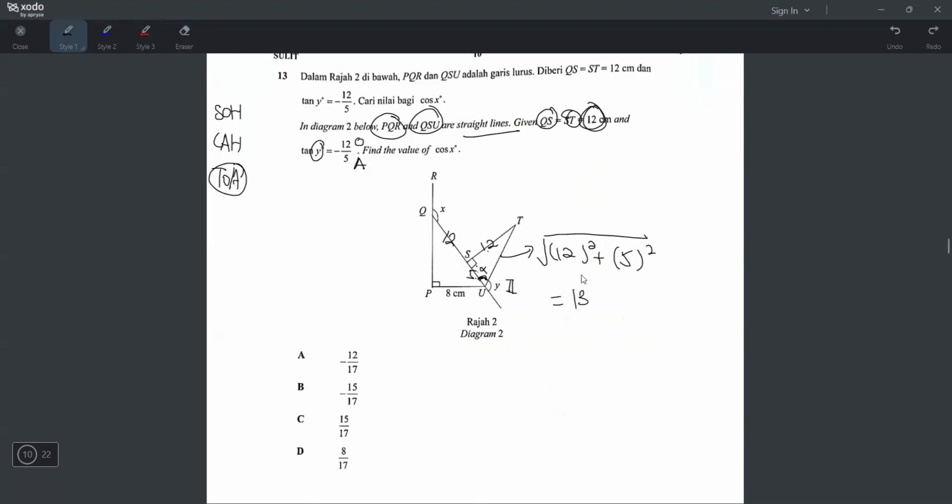Okay, if you press this, you will get 13. That means the length here is 13 cm, right? I know the question never asked to find this, but I find it anyway. Now let's see what they want, the value of cos x.